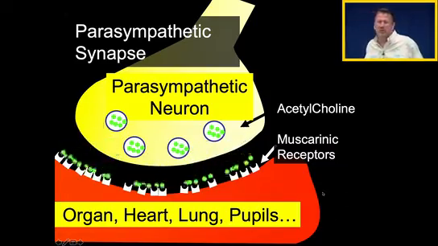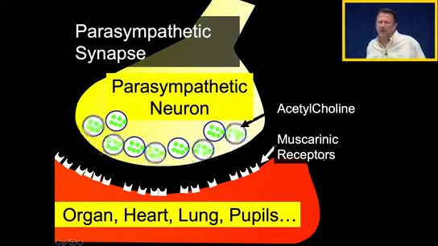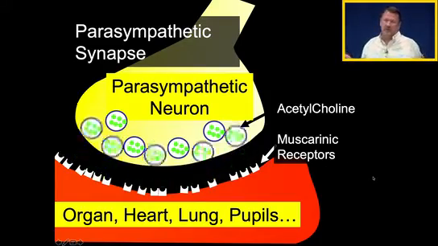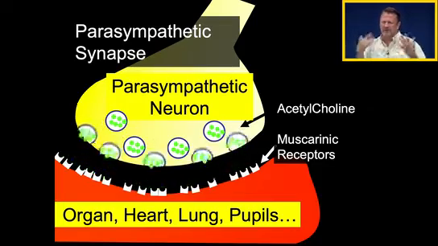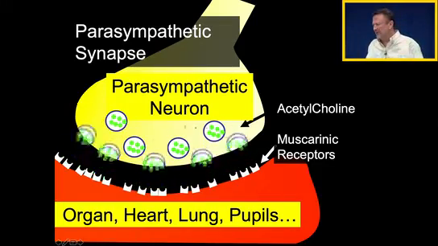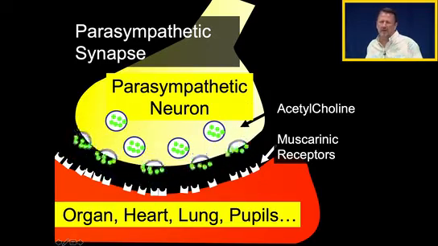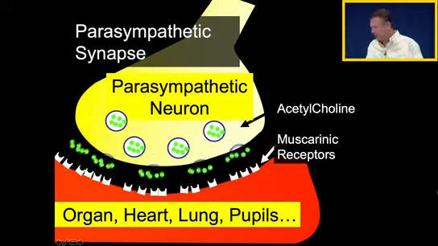When we talk about terminating on an end organ, we'll use the word peripheral, meaning outside. We'll talk about central neurons; that's in the central nervous system. When we talk about the peripheral synapses, we're talking about the neuron affecting the end organ here.